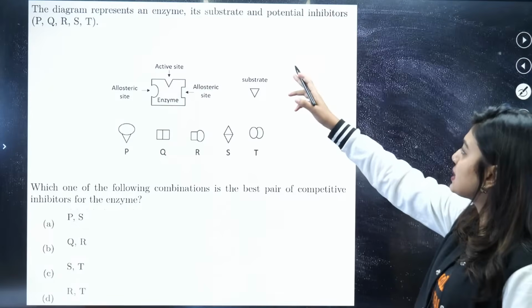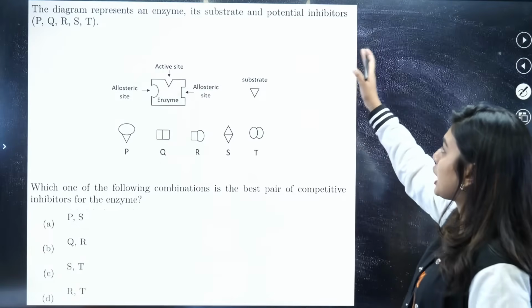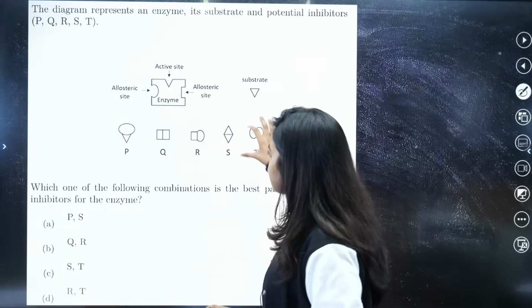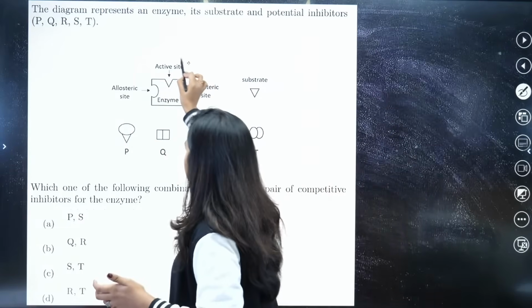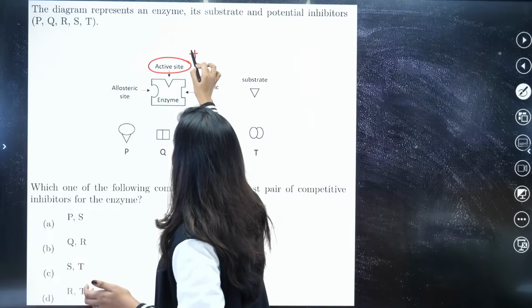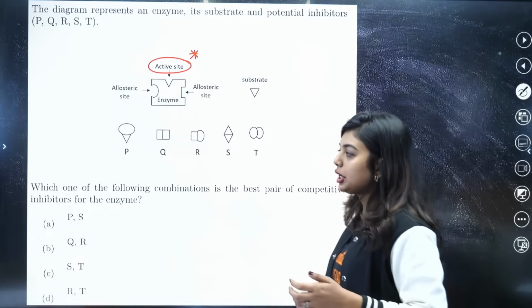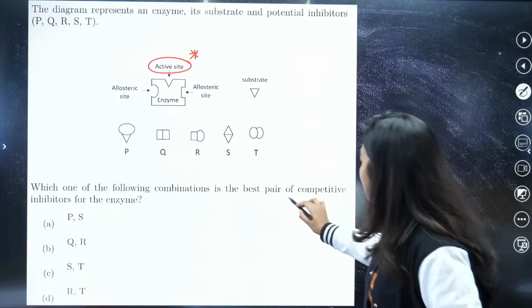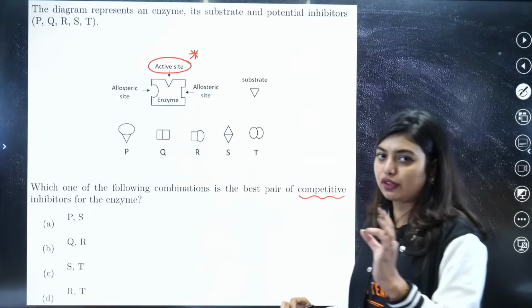The diagram represents an enzyme, its substrate and potential inhibitors. Okay, now look here, you will see some inhibitors are there, and one active site is there. This is what you need to focus on. Active site is only what you need to focus on. Got it? Now, which one of the following combinations is the best pair of competitive inhibitors for the enzyme?